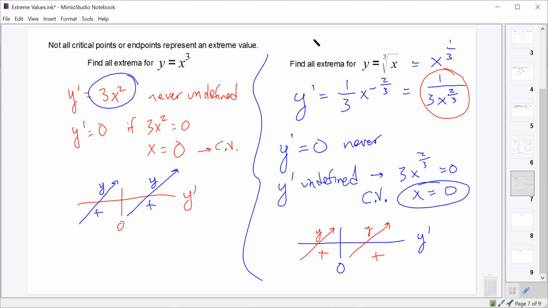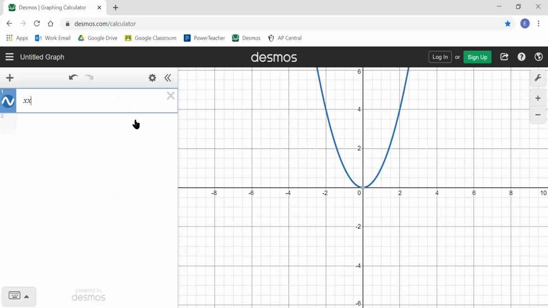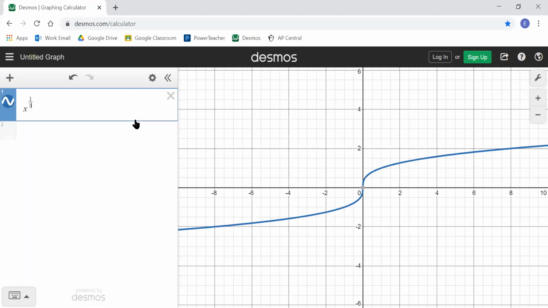And we can see that if we were to look at the graph, x to the 1/3 is just the inverse function of the cubic function, right? It's just turned on its side, reflected over y equals x. And there are no local max or local min or absolute max or absolute min. It increases forever and it gets smaller forever over here. The function is always increasing from negative infinity to infinity.